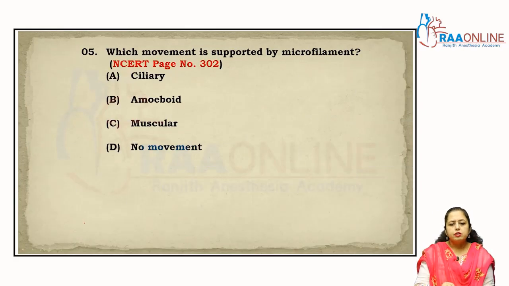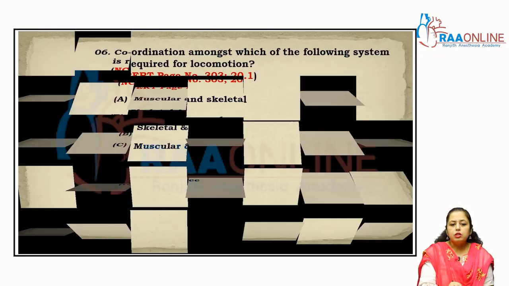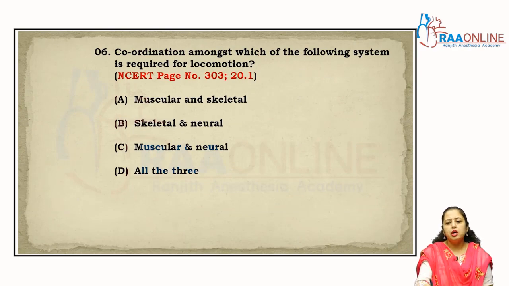Come to the next question. Which movement is supported by the microfilaments? It is given on NCERT page number 302. These microfilaments show the amoeboid movement. So the answer is B. Now come to the next one, that is coordination among us.